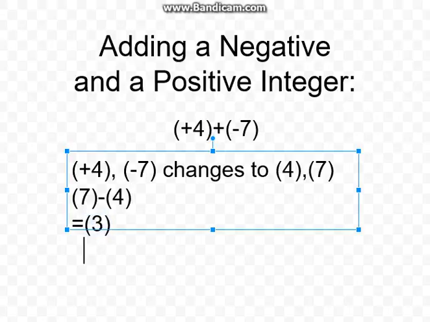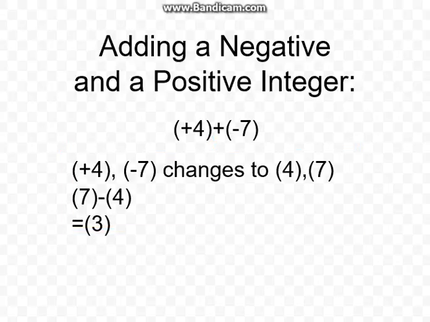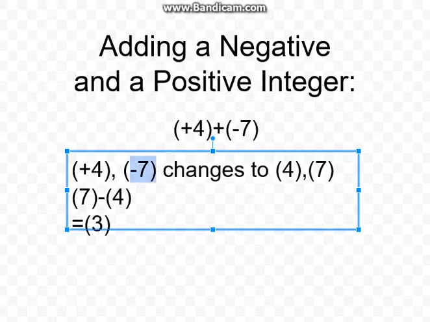Okay, so now all you have to do is find the proper sign for the sum. This is the easiest part. You always use the sign of the greater absolute value. So in this instance, 7 has a greater absolute value, so we will use the sign of the 7, which is negative, as you can see here. And in conclusion, the sum of positive 4 plus negative 7 equals negative 3.